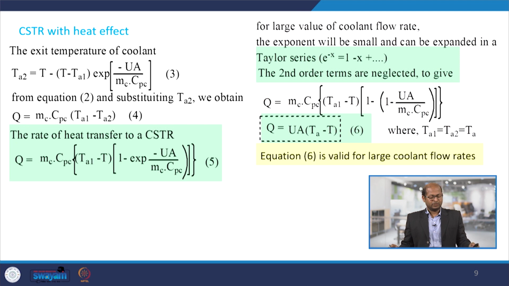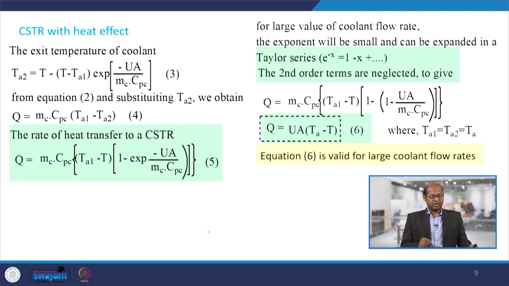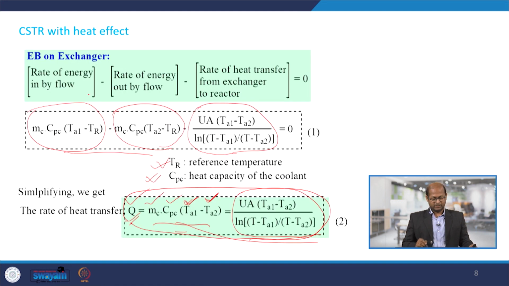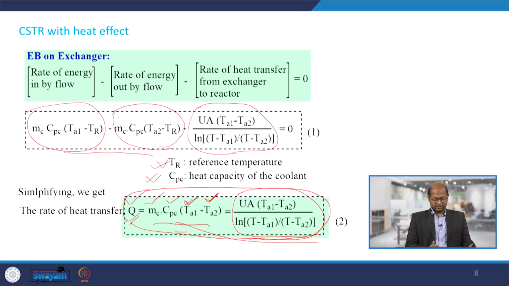Okay. So, now in these equations, this is the exit temperature, and this is the inlet temperature of the coolant. If we express Ta2, the exit temperature of the coolant, this way we can write. Here is equation 3: Q equals m Cp (T1 minus Ta2), this we have written.